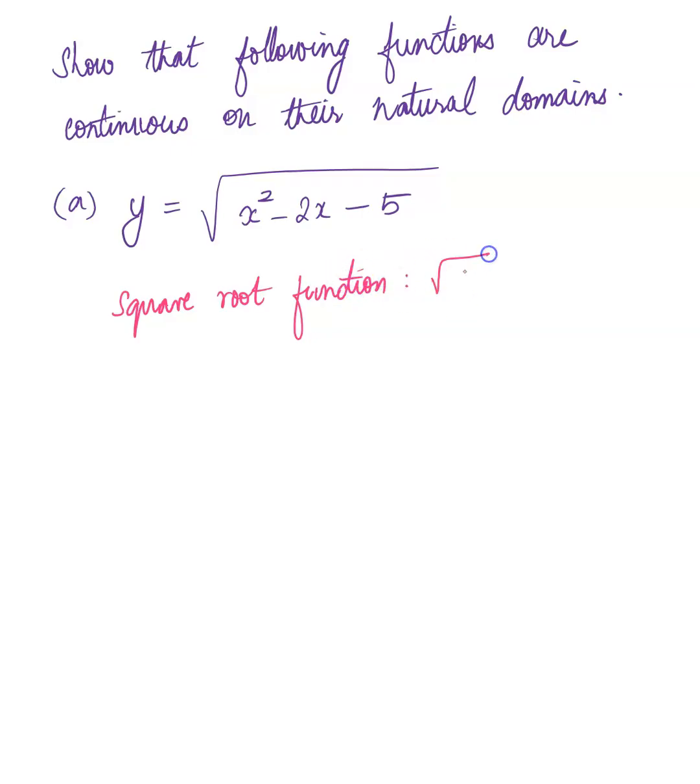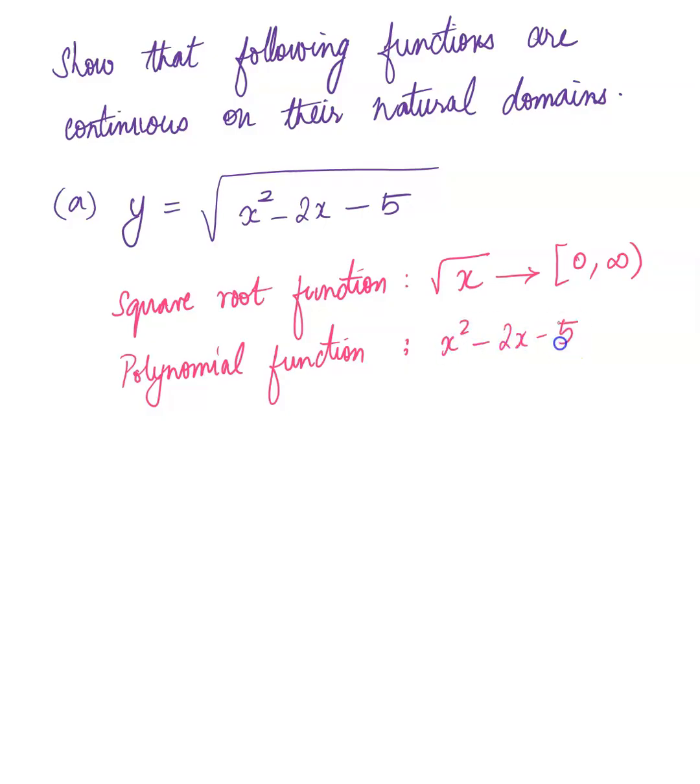This is square root of x. We're talking about square root of x. That has a domain 0 to infinity, right? Then what we see is this radicand, the expression under the radical sign, is a polynomial function. X squared minus 2x minus 5, and this is good for all domains. I mean all real numbers, sorry, all real numbers, negative infinity to infinity.